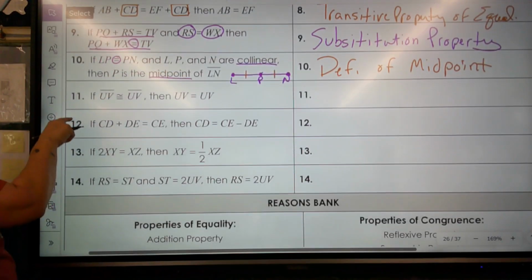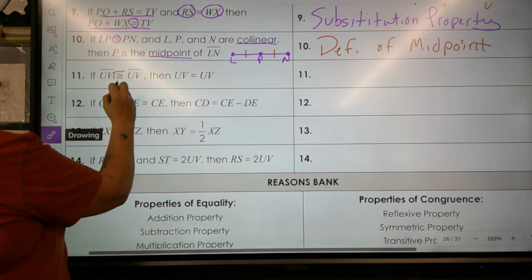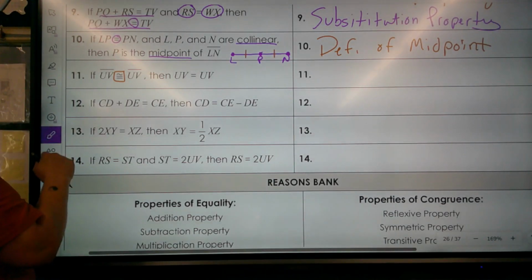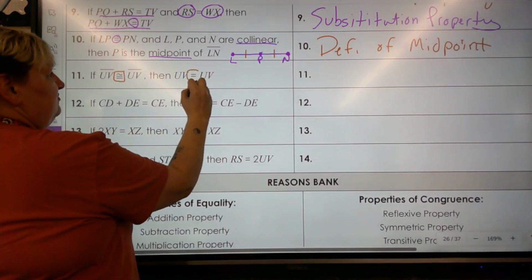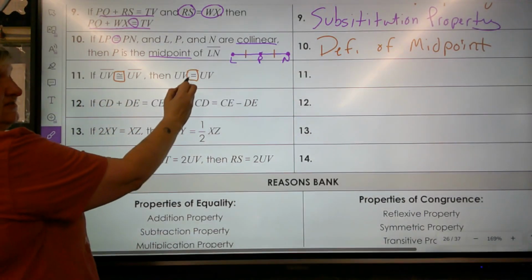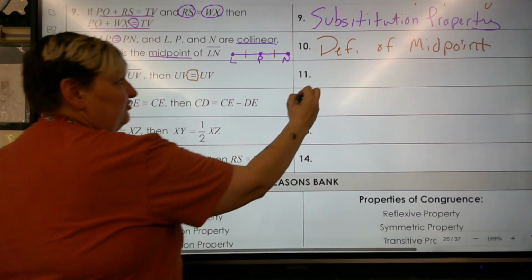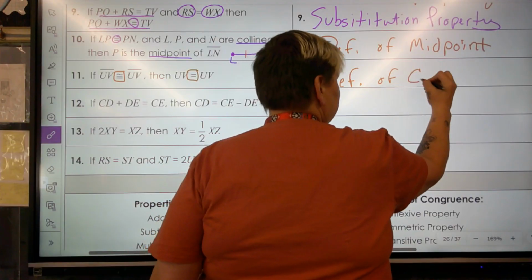All right, 11. If segment UV is congruent to segment UV, then UV is equal to UV. Congruent to equal. That's the definition of congruence. That's literally the definition of congruence.